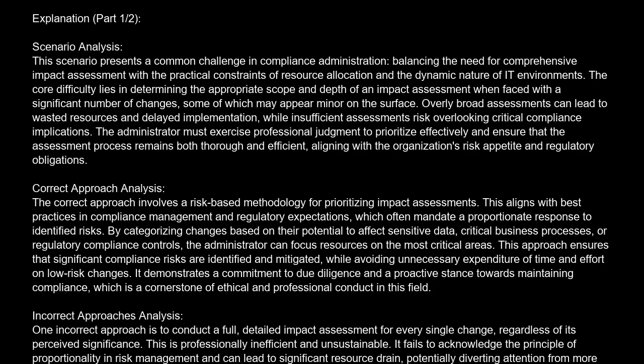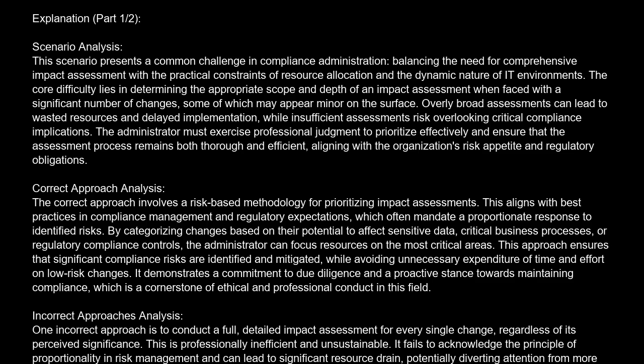The correct answer is B. Implement a tiered impact assessment process, categorizing changes based on their potential to affect sensitive data, critical business processes, or regulatory compliance controls, and tailoring the depth of assessment accordingly.